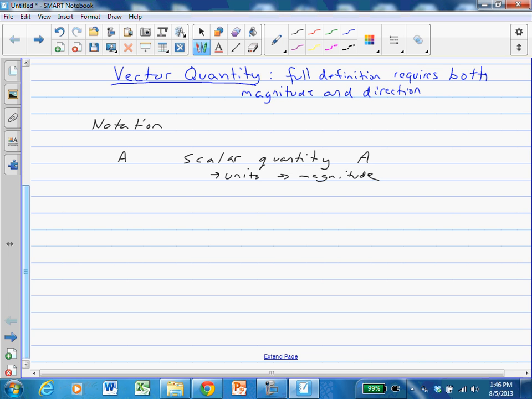For the vector quantity, we would use A with an arrow over it. And that's a vector quantity. The arrow represents the direction. So you have magnitude and direction.